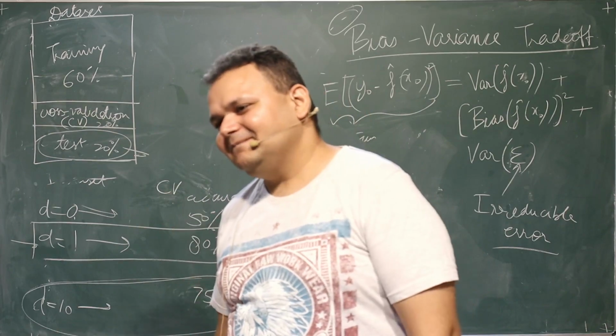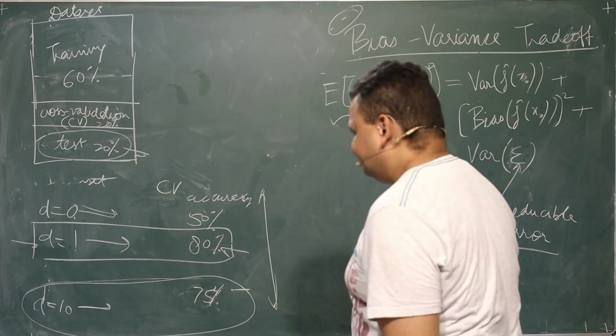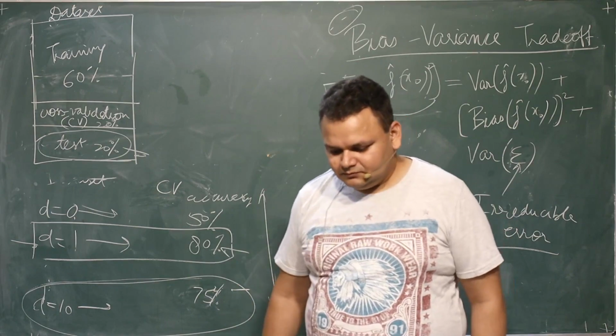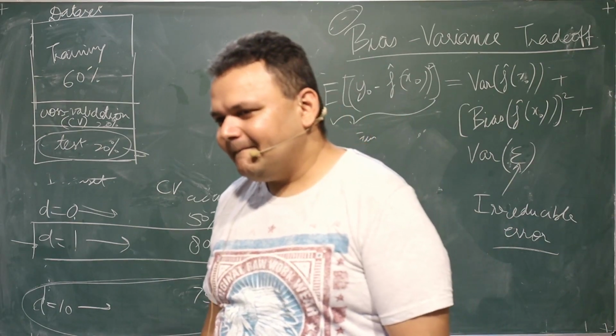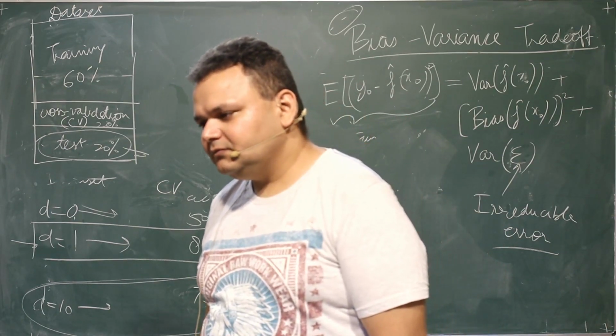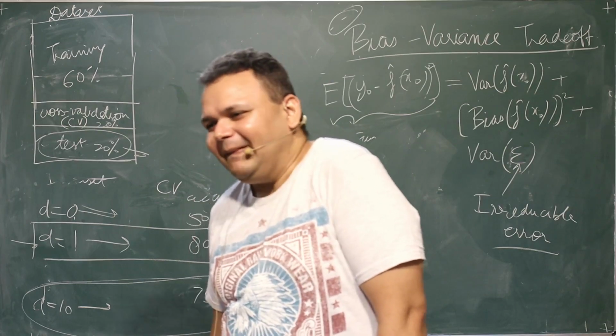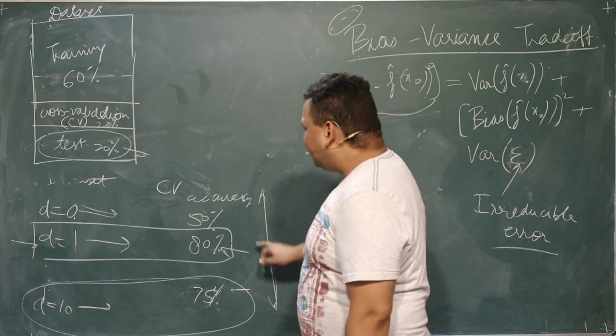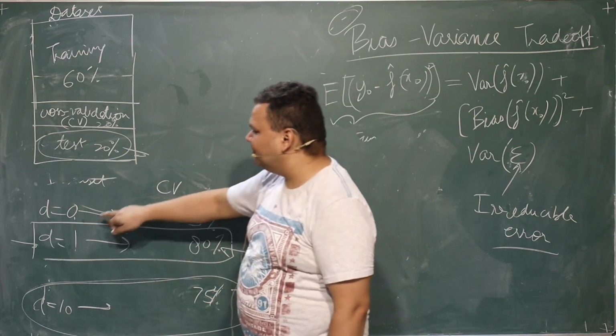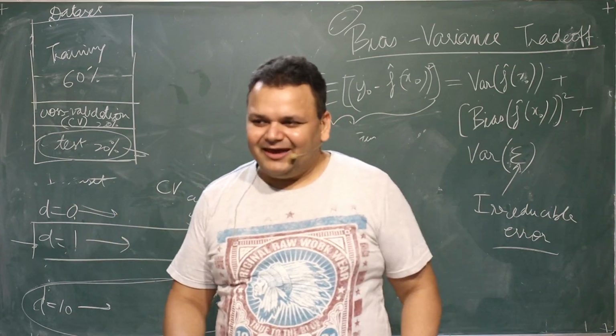That is the point. Okay, sir, so basically we want the accuracy of cross validation and test to be the same, right? No, it should not be the same. That is not the point. The point is, using this cross validation we are finding out the best degree of freedom to use.